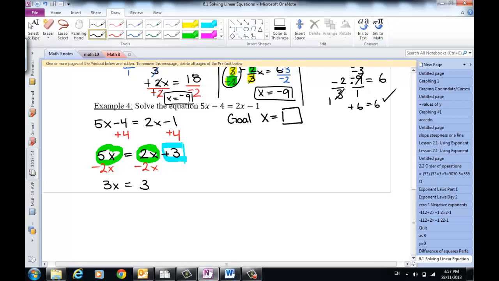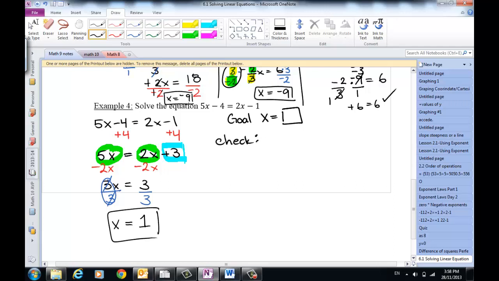And now I have 3x equals 3. So I'm getting closer to my goal of x equals something. So I'm going to divide both sides here by 3, because 3 divided by itself is 1. So that's nice. That goes away. And I get x equals, and it happens that 3 divided by 3 on this side is 1 as well. All right, so let's check it.